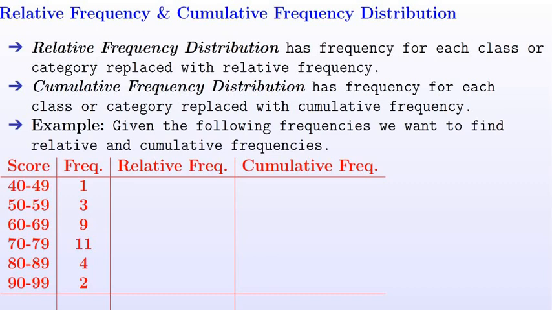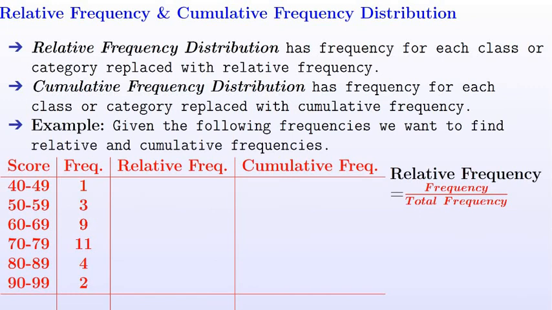So, relative frequency has a formula. Relative frequency equals frequency over total frequency. So, for this interval, if we are trying to find the relative frequency, our formula is frequency over total frequency. The total frequency is 30, which is here, and the frequency for this interval is 1. So, the relative frequency for this interval is 1 over 30.